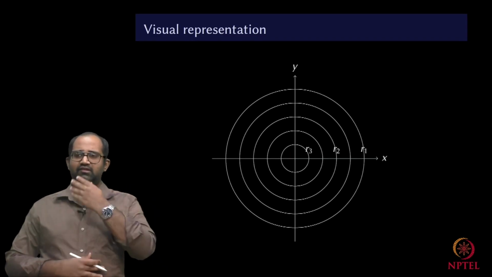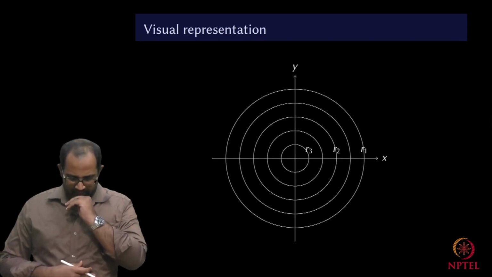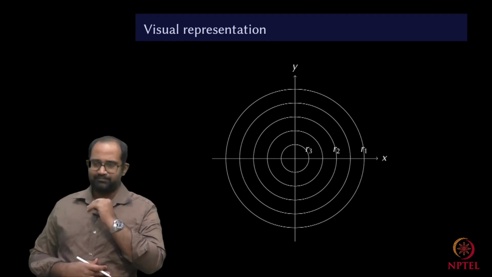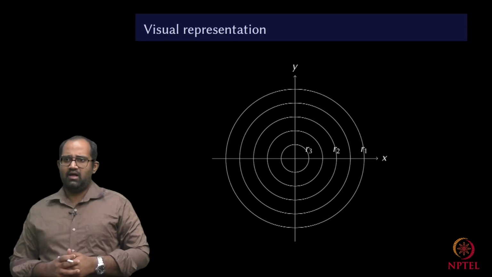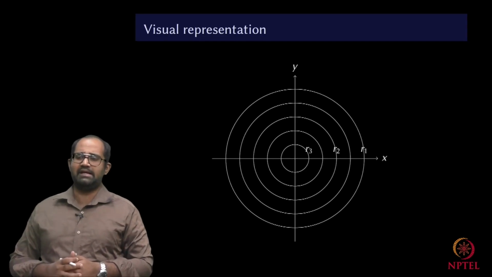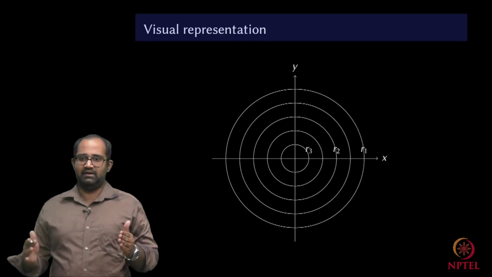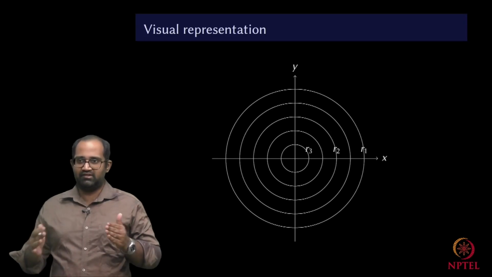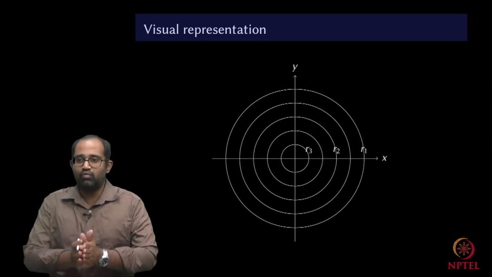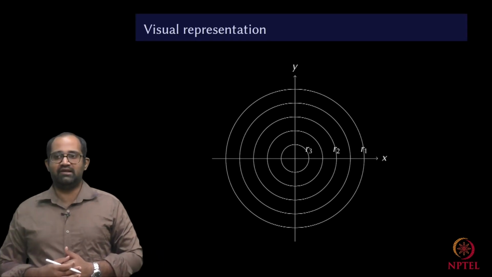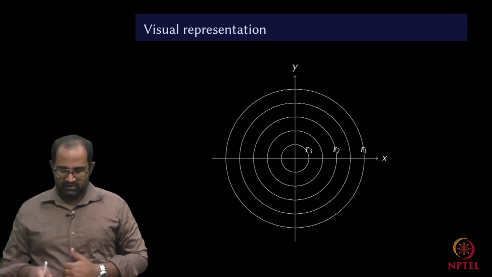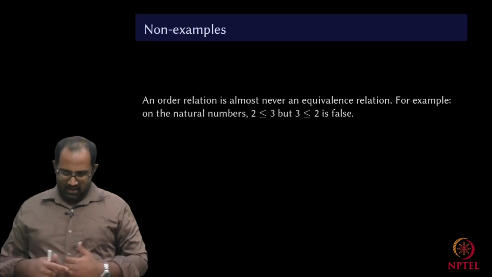Now, if you think about this picture for a second, you notice that these circles centered at the origin are really breaking up the plane into smaller pieces. You have just written the plane as a union of various circles. That is going to lead us on, it is going to segue to the next idea, but before that let us see some non-examples.